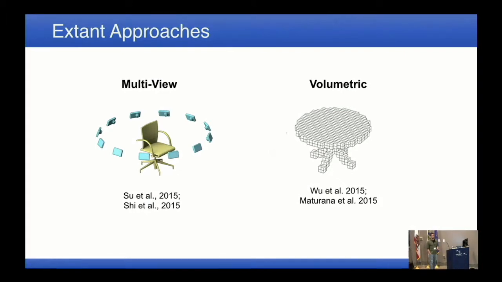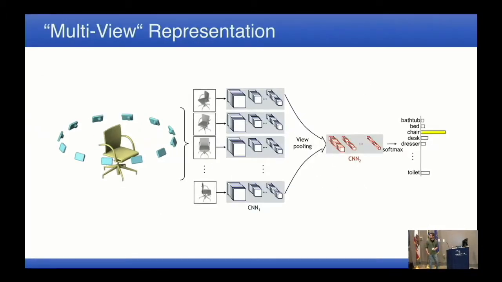Okay, so maybe let's briefly discuss the first two representations. The first one is the multi-view. The reason I don't want to touch too much upon that is because you've heard the entire week about 2D neural networks, so you already know how to solve this. And the other one is voxel grids. So let's talk about the two.